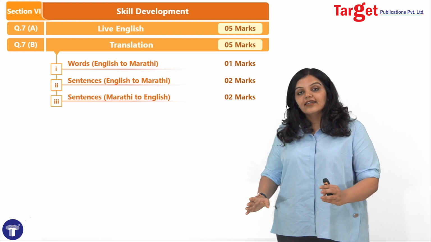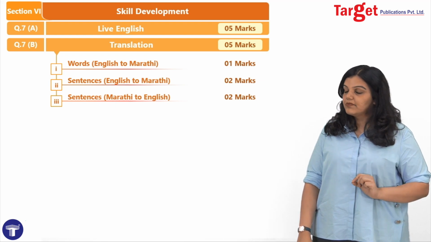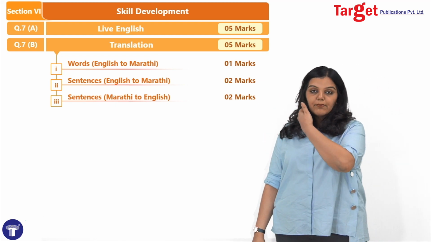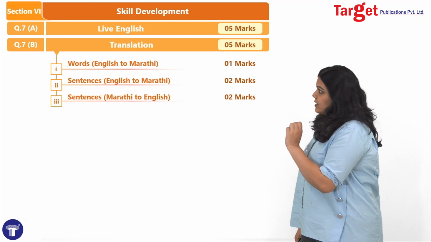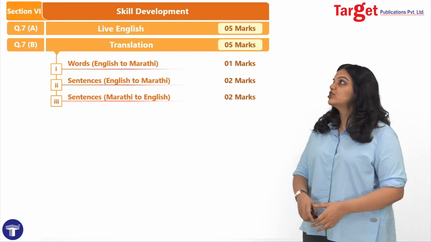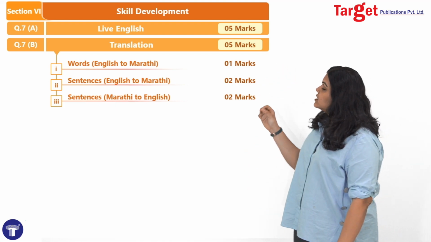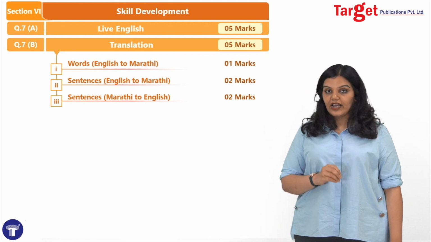We come to the final and the most unique section of the English language paper for Marathi medium students, that is the skill development section. In this section, question 7a is what we call the live English section, which is for 5 marks, and question 7b is the translation section, again for 5 marks.